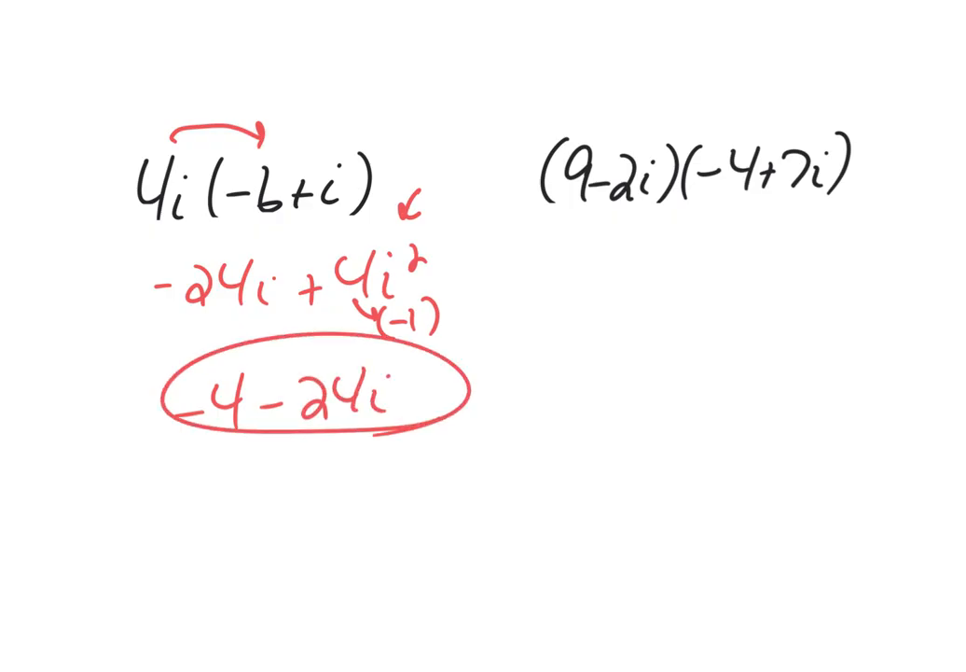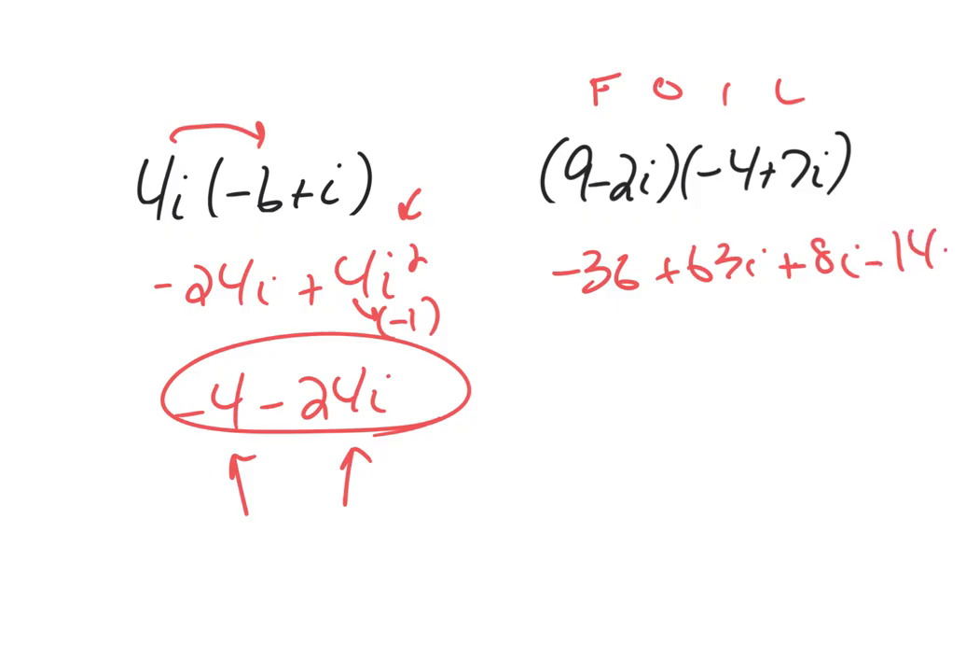Now notice how I wrote that one. They always want you to write your real part first and your imaginary part second when you write your solutions here. Okay, I did the next one on purpose. It's a FOIL, just kind of review FOIL a second. So first is the 9 times -4, that's -36. The O is the outer, which is going to be 63i. I hope you're following me here. I is the inner, which is going to be positive 8i. And L is last, which is -14i squared.